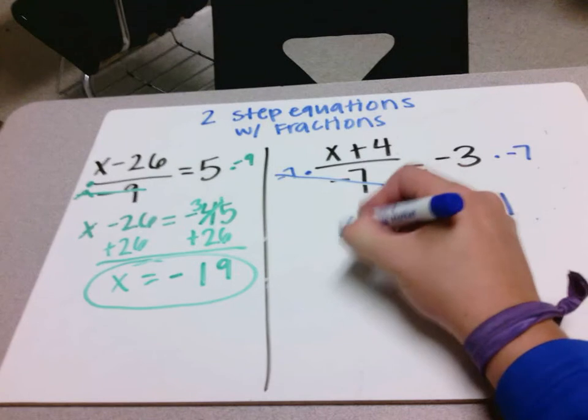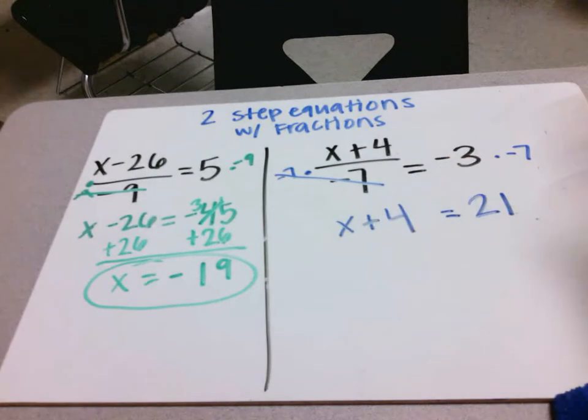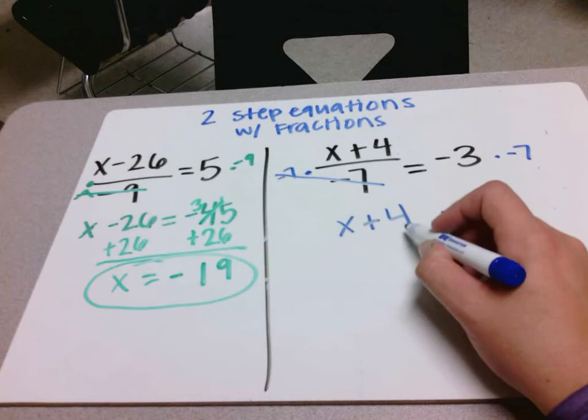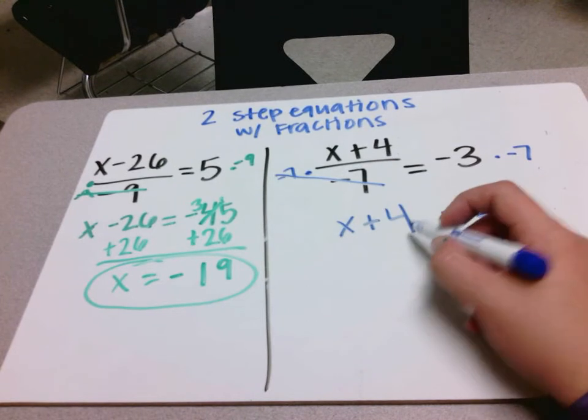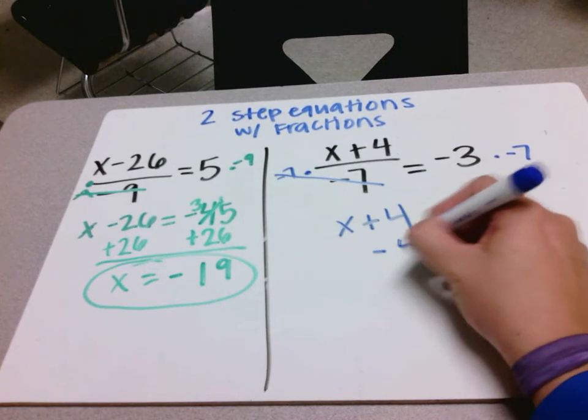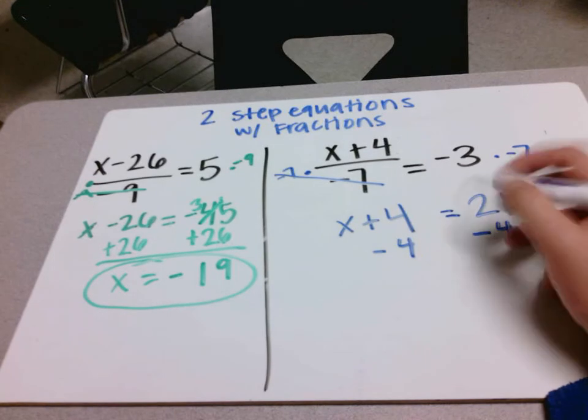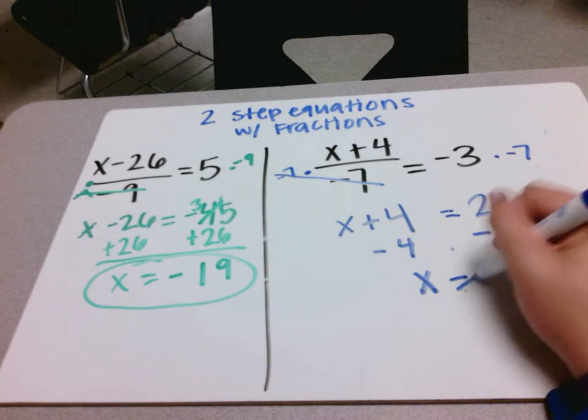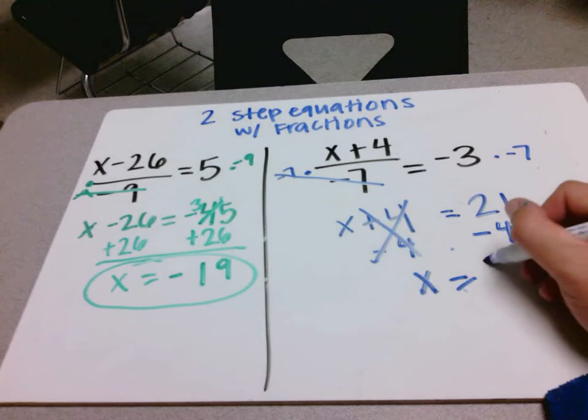And I bring down my x plus 4. And now I just have a one-step equation. To get my x alone, I see that 4 is currently being added. So to do the opposite, I subtract 4 from each side. And I end up with x equals 17.